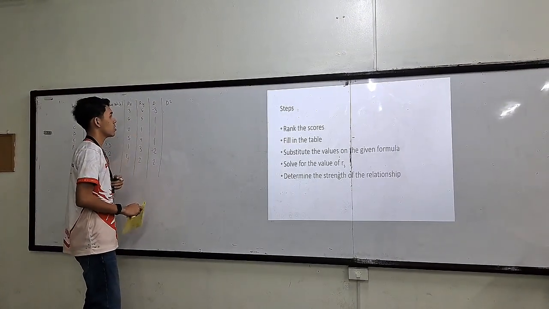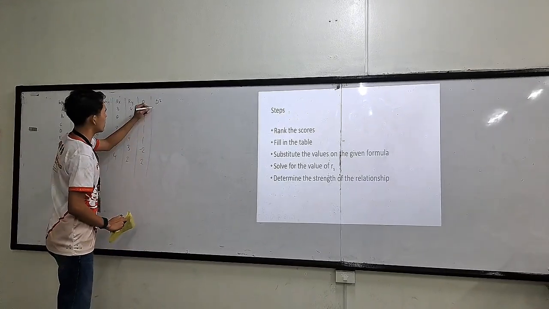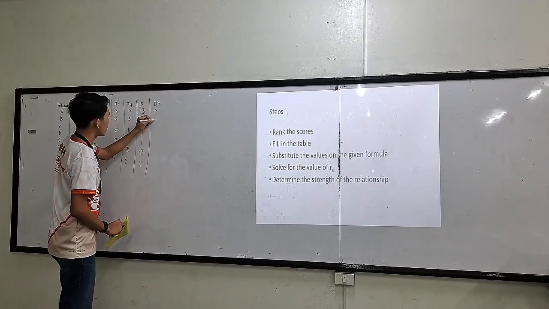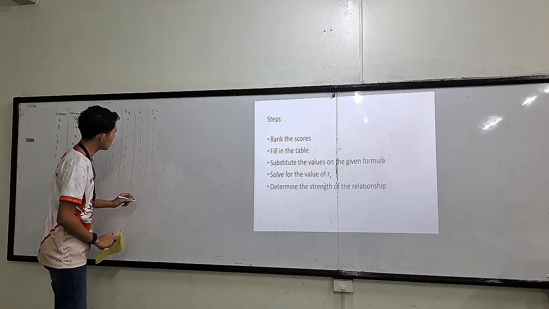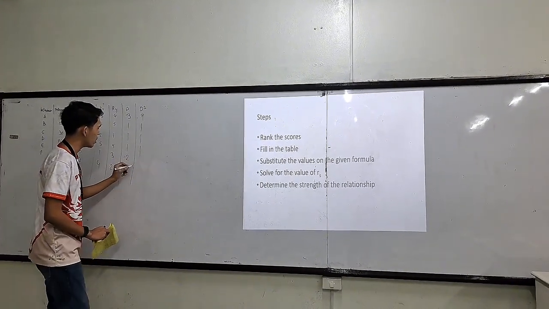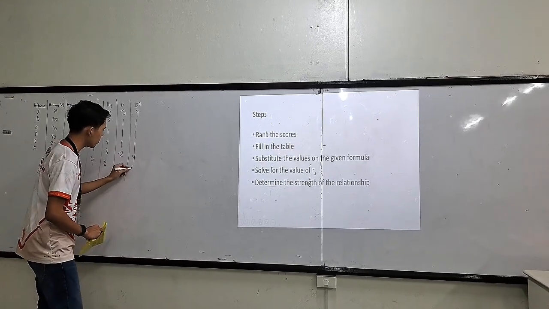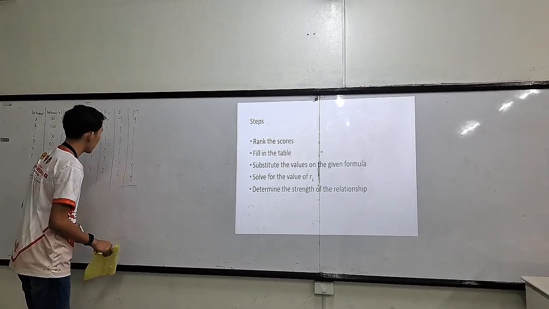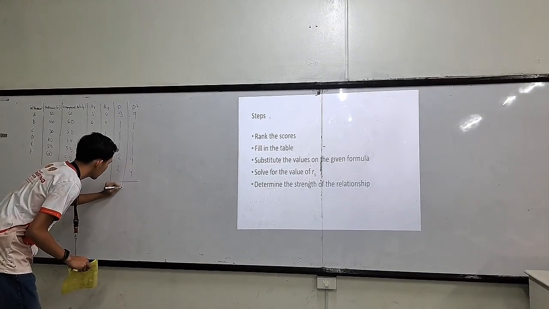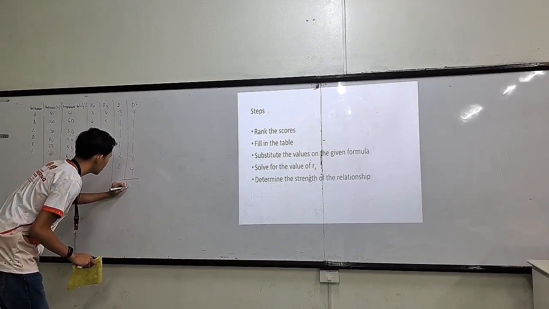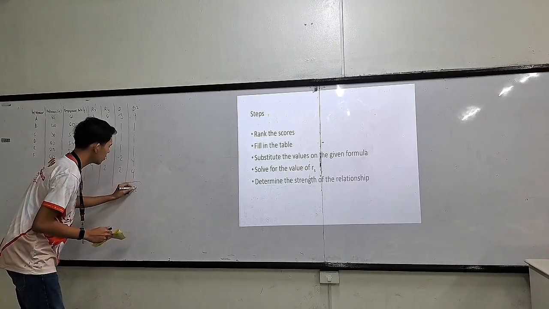Next is the squares of the values that we have in D. So negative 3 squared will be 9, 1 will be 1, 1 will be 1 again, another 1, negative 2 squared will be 4, and 2 squared will be 4 again. Now after getting the D squared, we'll add these values to get the summation of D squared. So the summation of D squared is equal to 20.